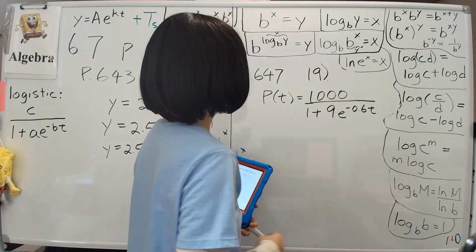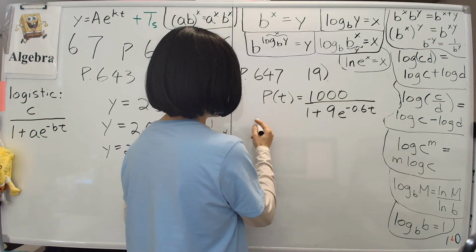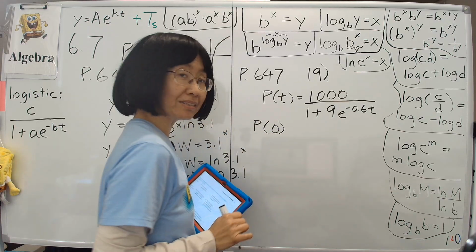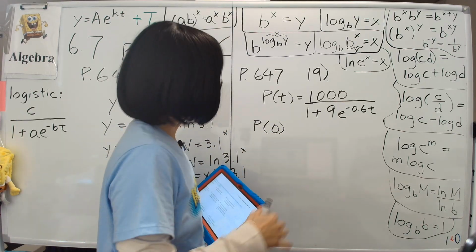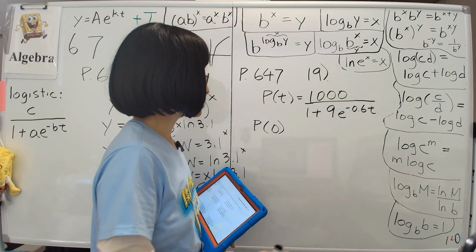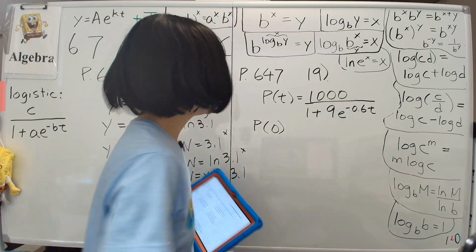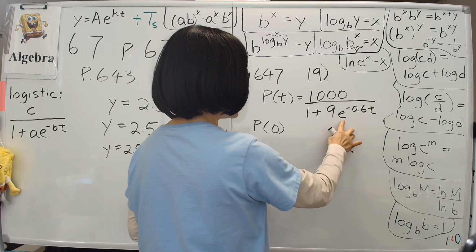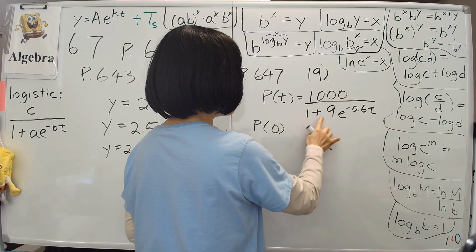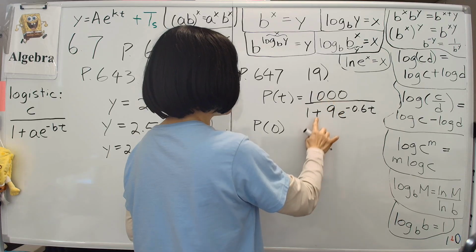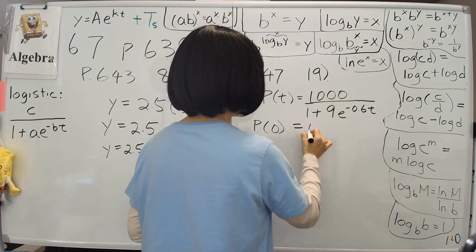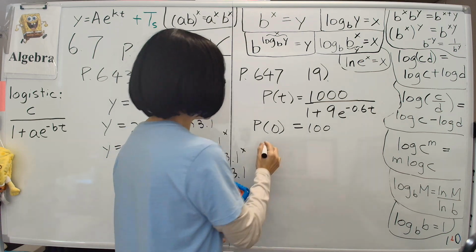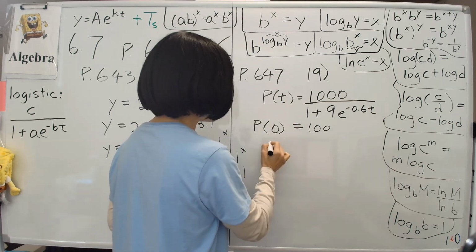First we need to figure out what P0 is. How many fish are there when time is 0? After that, we'll figure out what time it takes for this amount to double. So P of 0: t is 0, e to the power 0 is 1, so it's 1,000 divided by 1 plus 9, that's 10. 1,000 divided by 10 is 100. So P of 0 is just 100. To double it, it will be 200, right? Then we'll put it in this formula.